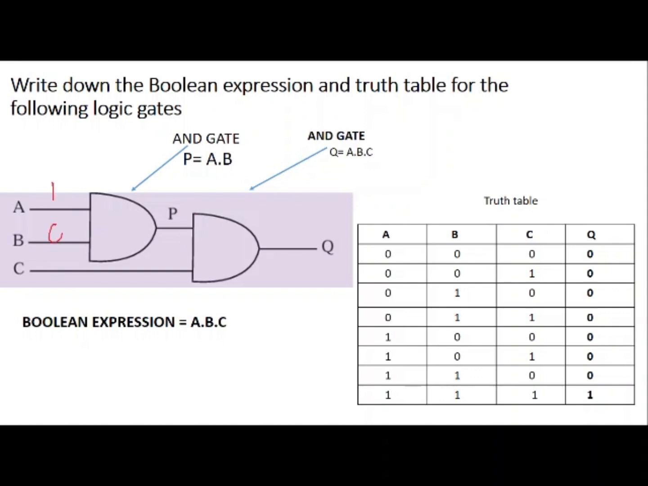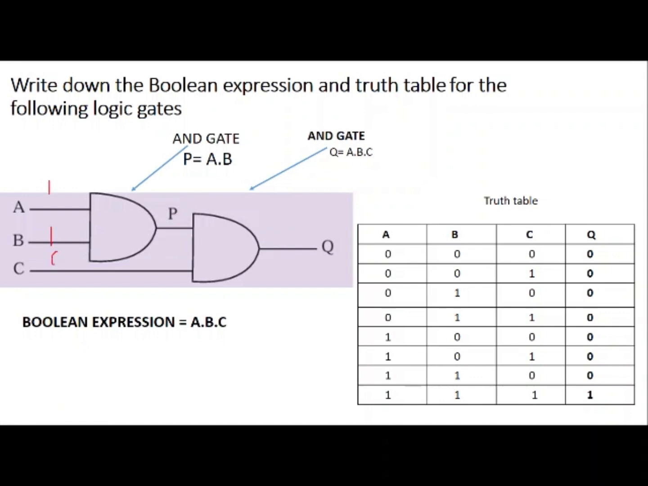Next 1, 0. C is also 0. 1, 0, 0. So 1, 0. A and B are the inputs of this AND gate. 1, 0 would result in 0. Then 0, 0 would definitely result in 0. That's the value for the fifth. 1, 0, 1. 1, 0 results in 0. 0, 1 results in 0.